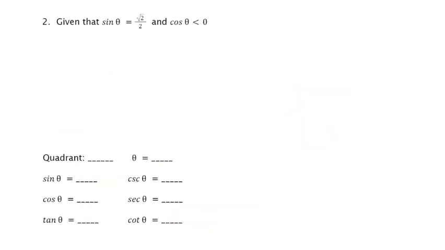This next one, given that we have a ratio and a restriction, we're going to want to know the quadrant. We'll do our 6 ratios, and then we can also figure out what the angle actually is if we needed to. So if we fill in what we know, sine is root 2 over 2. And we also know what cosecant is. That's the reciprocal, so that's going to be 2 over root 2, and if we rationalize that out, we're just going to get radical 2. We're also told cosine is less than 0, so that means it's negative.